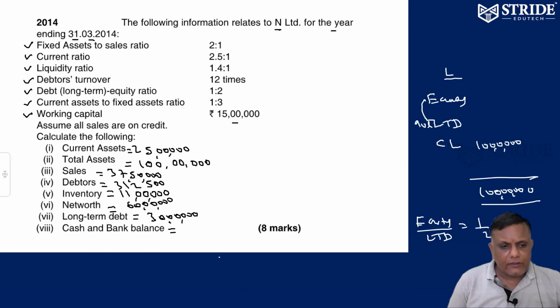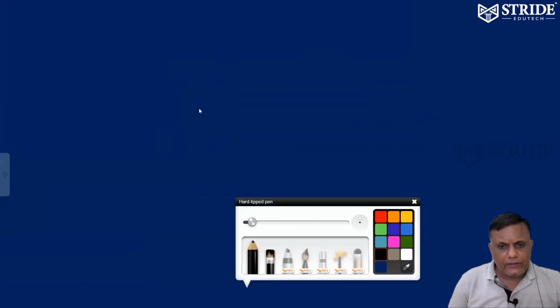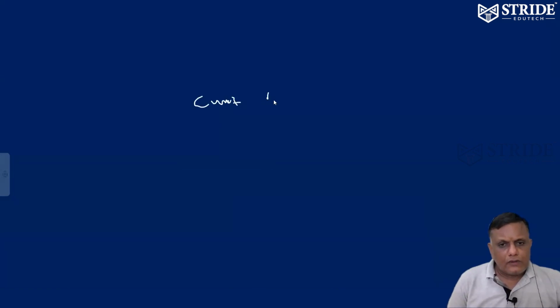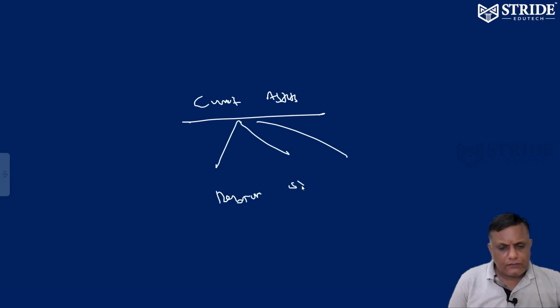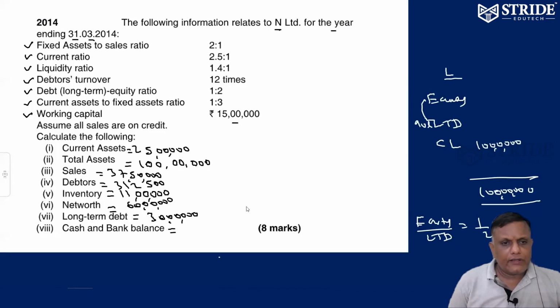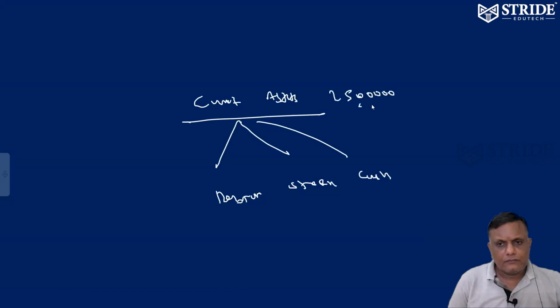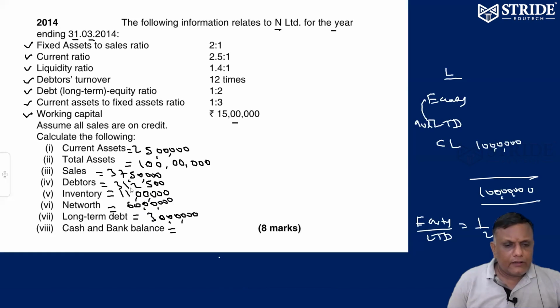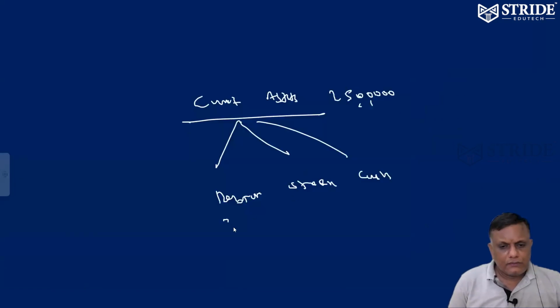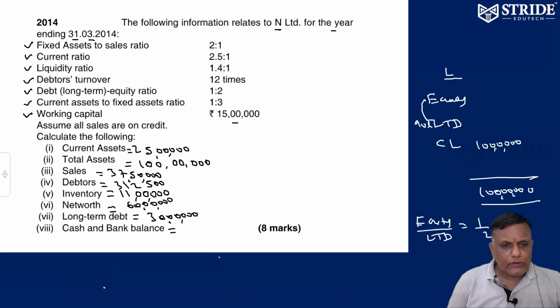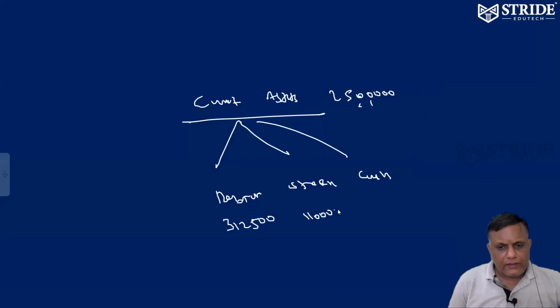In current assets, cash and bank balance is the balancing item. Let's start with the current asset. That is equal to debtor, stock, and cash. Current asset is 25 lakhs. Debtor is 312,500. Stock inventory is 11 lakhs. So the balance is cash.